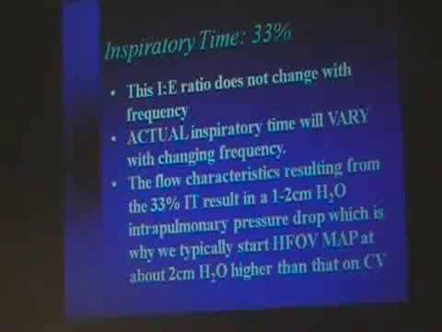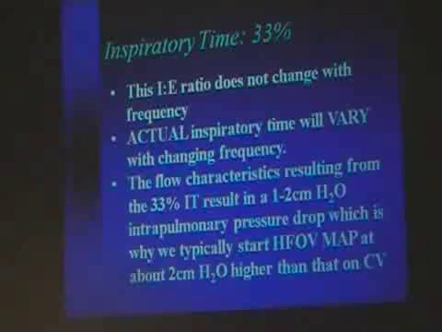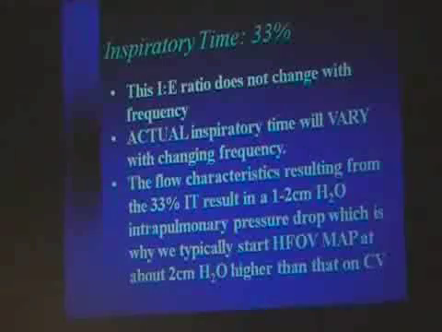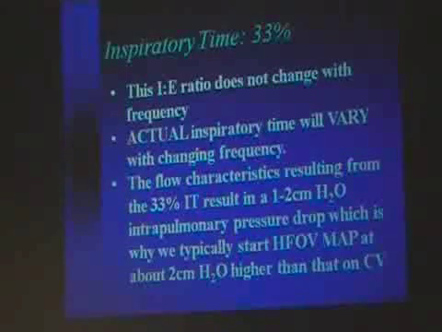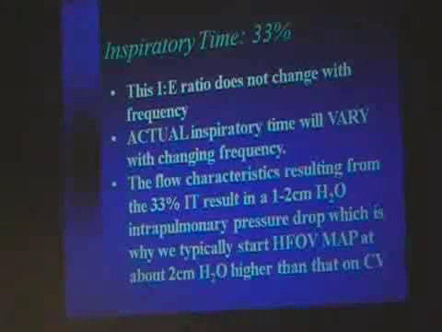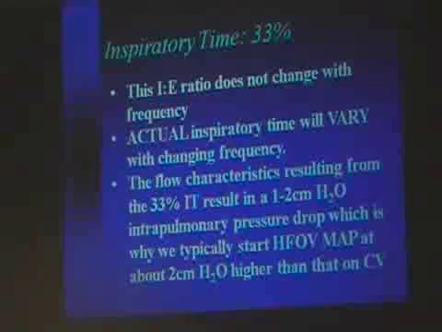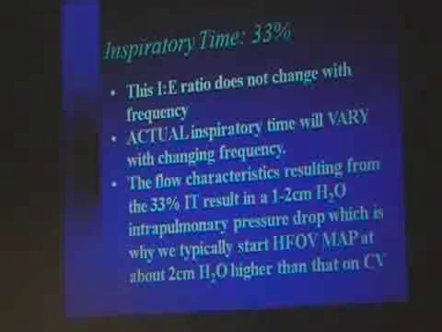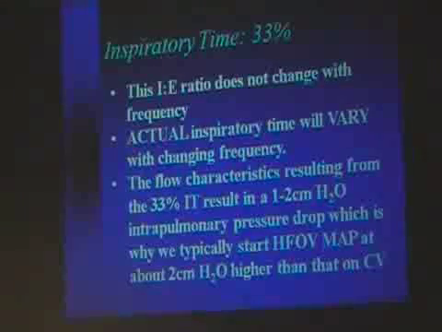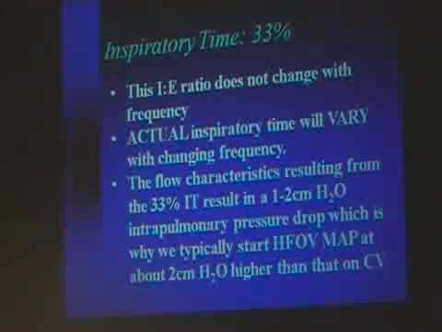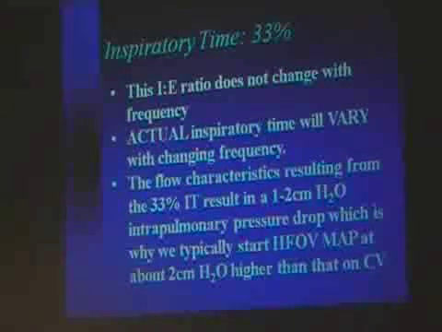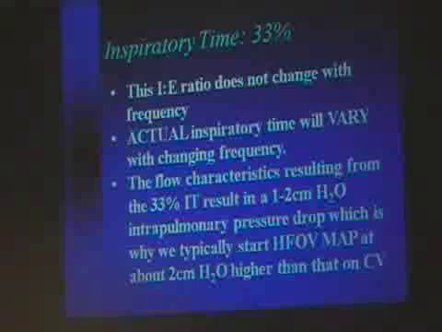Inspiratory time, we've talked about the fact that it's an IE ratio. The IE ratio does not change. The actual inspiratory time is going to vary, of course, with the frequency. And here is a point that very few people know, but it's been well documented in the literature, and that is that the flow characteristics resulting from this 33% inspiratory time result in a 1 to 2 centimeter interpulmonary pressure drop across the lung. And this has been measured by alveolar capsules, which are glued to the lung of the animal, not the baby, and pressures have been measured.